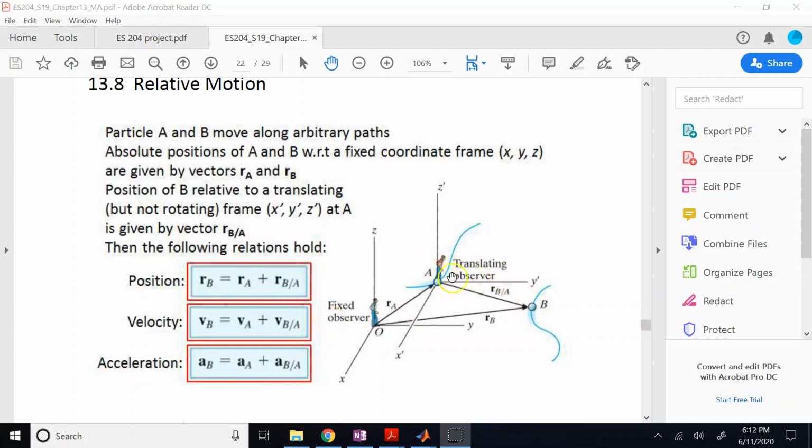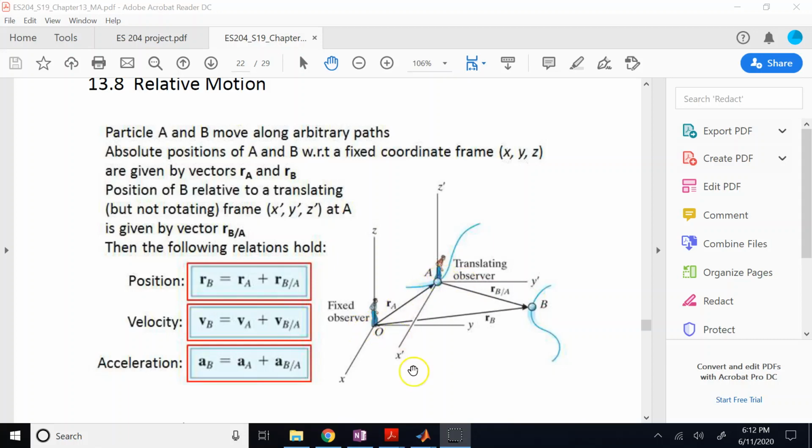For example, if person A gives me the velocity of particle B, is there any way that I can tell what is the velocity of B if measured by the person at O? Are these two measurements related to each other or not? As we said, we're going to do relative measurements, relative to A, relative to O, and then connect them together.